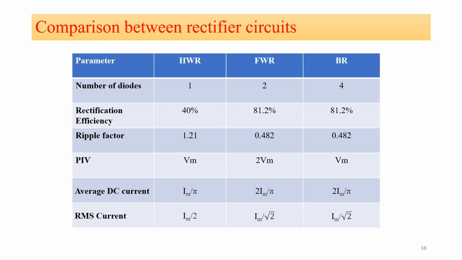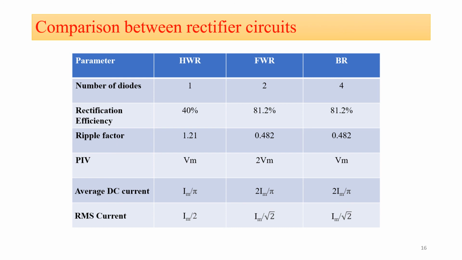Now the comparison between the rectifier circuits. There are a total of 3 rectifier circuits. The first is the half wave rectifier, the second is the full wave rectifier with center tap transformer, and the last is the bridge rectifier. The first comparison is the total number of diodes. For the half wave rectifier, there is only 1 diode. For the full wave rectifier with center tap transformer, it is 2, and for the bridge rectifier it is 4.